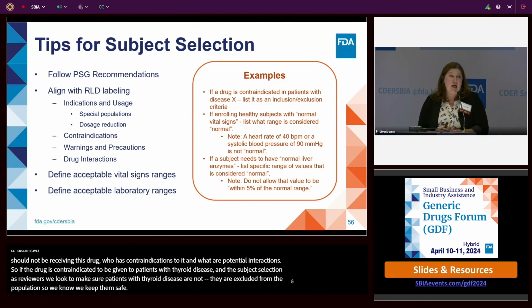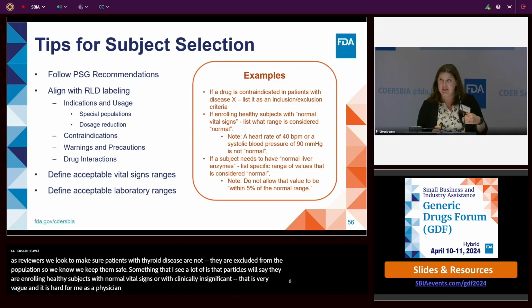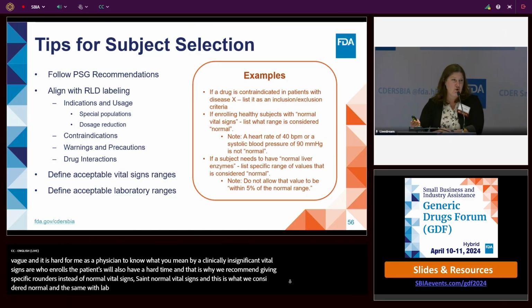Something that I see a lot of is that protocols will say that they are enrolling healthy subjects with normal vital signs or with clinically insignificant findings. That is very vague. It is hard for me as a physician to know what you mean by a clinically insignificant vital sign. And so whoever is enrolling your patients is going to have a hard time too. So that's why we really recommend giving specific parameters. Instead of just saying normal vital signs, say normal vital signs, and this is what we consider normal. And the same with lab values. With normal laboratory values, okay, just give us your normal laboratory values so we know what you're talking about.